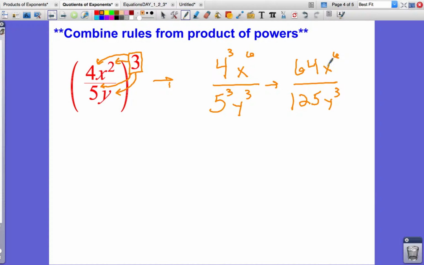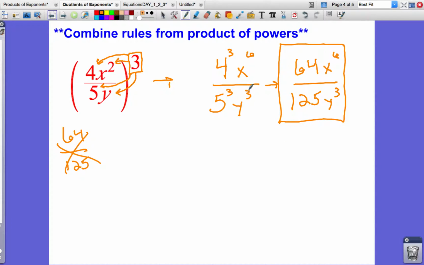Now what I look at is, I have different bases right here. I have x to the 6th power, y to the third power, so these do not simplify any further. And then I could also see the 64 over 125, if I had that as a standalone fraction, can I reduce this in any way? Do they share any common factors? So we can still reduce our numbers here if they have common factors. These do not have common factors, so this right here is my final answer. 64 times x to the 6th power over 125 times y to the third power.